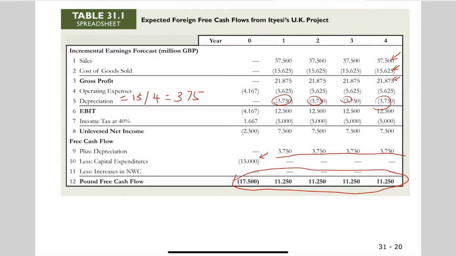Okay, now we have our free cash flows in pounds. So what's next? Should we proceed to find out WACC and do the valuation? Well, no. We have to convert the free cash flow in pounds to free cash flow in Canadian dollars. Right? So this is the extra step you have to take when you're thinking about international corporate finance, right? This is the difference here. You have to think about currency.